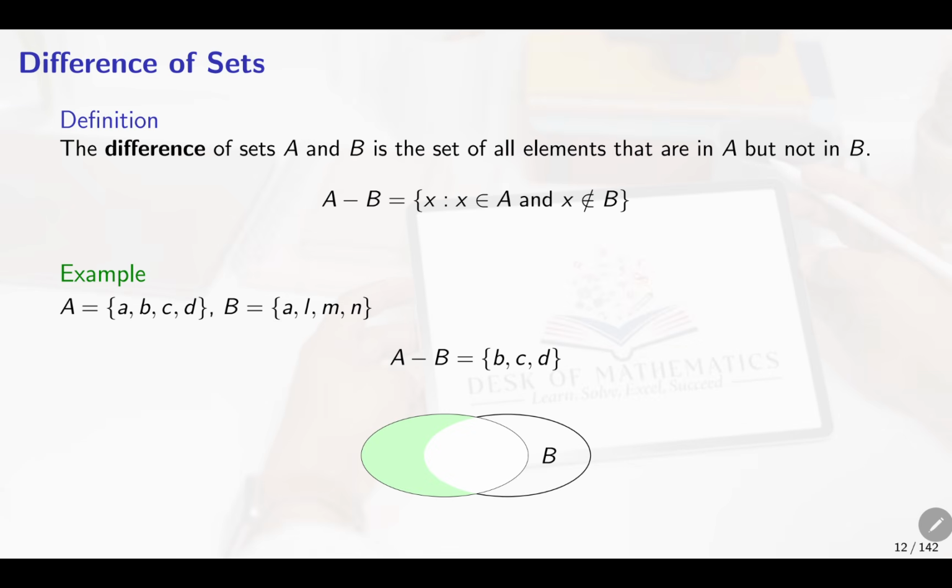Similarly, you can find B minus A as well. So this part is A minus B. A minus B can be written as A minus the intersection of A and B, that is, the common elements in A and B. So this part is A minus B.